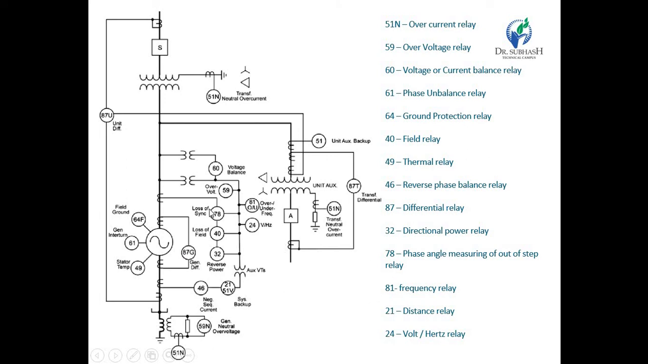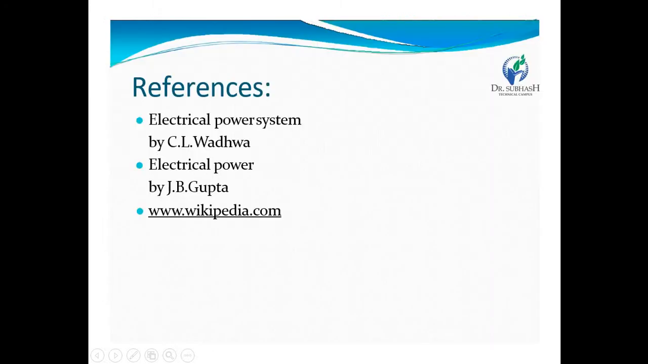78 is phase angle measuring, out of step relay. 81 is frequency relay, or over/under frequency relay. 21 is distance relay. 24 is volt hertz relay. So these are the numbers of particular relays that are applied in generator protective systems.